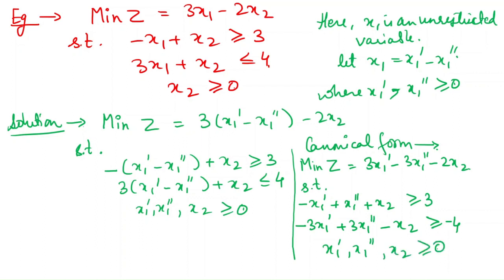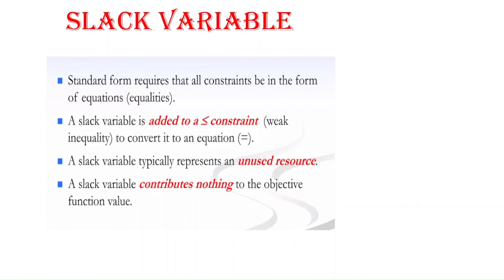So this is how, first we have to write the linear programming problem in the correct way, and then we'll be writing it into the canonical form. Now let us discuss the standard form of the linear programming problem, but before that let me introduce you to the slack and the surplus variables.